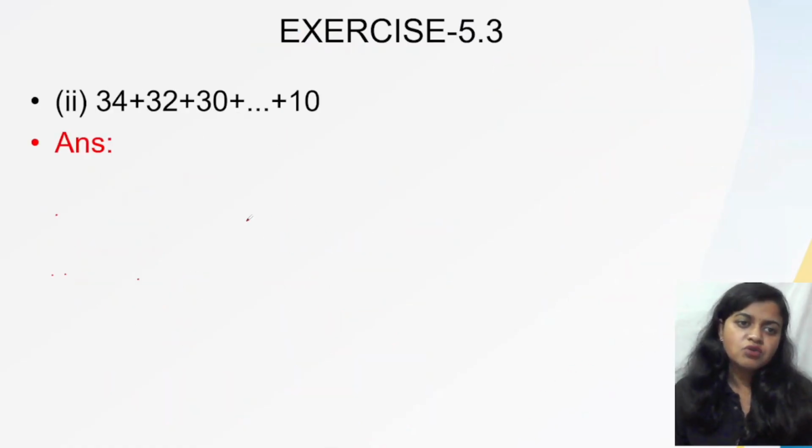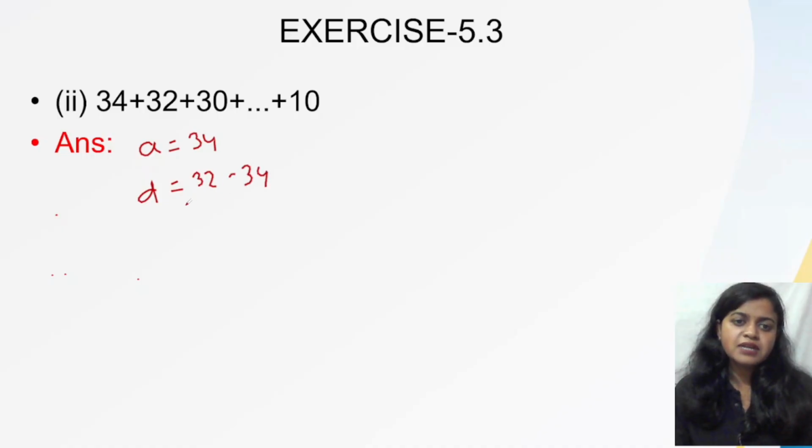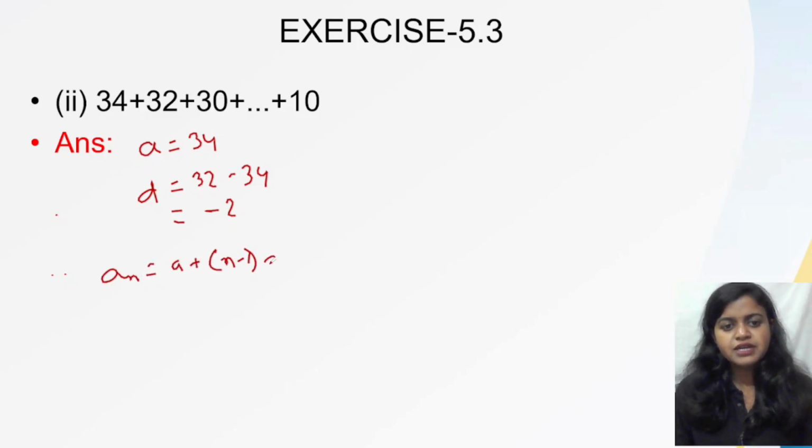Next we'll do question number 2. Here the first term is 34 and the common difference is 32 minus 34, which is minus 2. First we have to find the value of n. We know a_n equals a plus (n minus 1) into d. So a_n is here 10 equals a, which is 34, plus (n minus 1) into d.